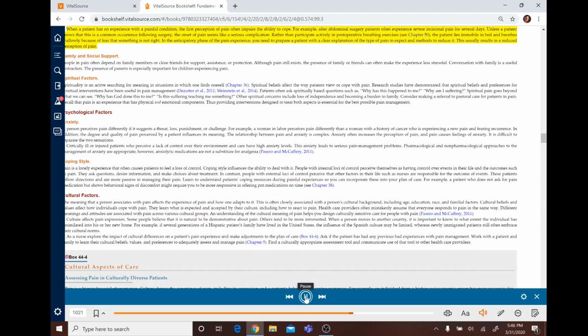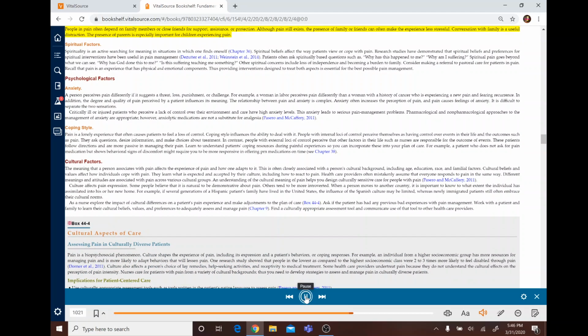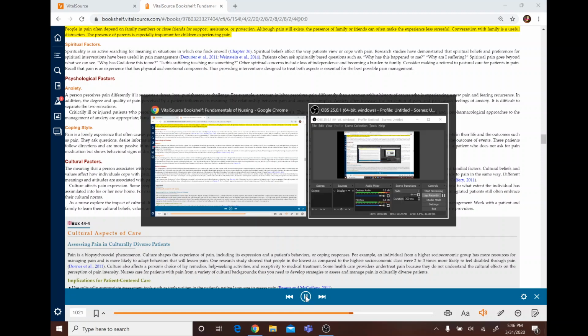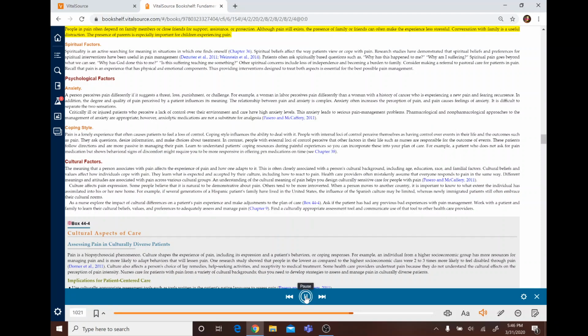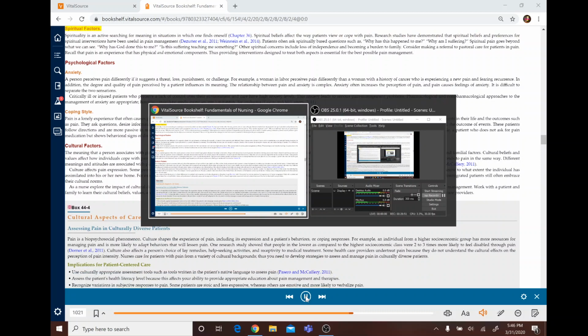In the anticipatory phase of the pain experience, you need to prepare a patient with a clear explanation of the type of pain to expect and methods to reduce it. This usually results in a reduced perception of pain. Family and social support. People in pain often depend on family members or close friends for support, assistance, or protection. Although pain still exists, the presence of family or friends can often make the experience less stressful. Conversation with family is a useful distraction. The presence of parents is especially important for children experiencing pain.